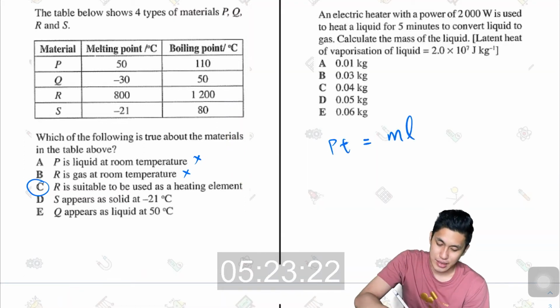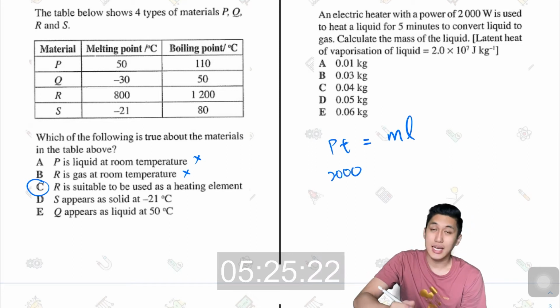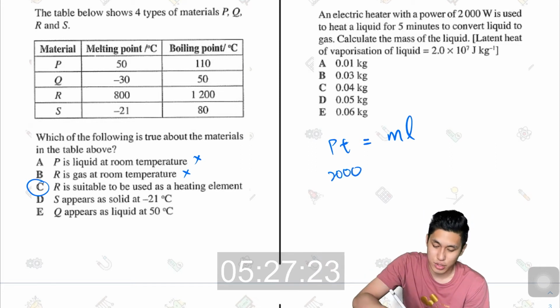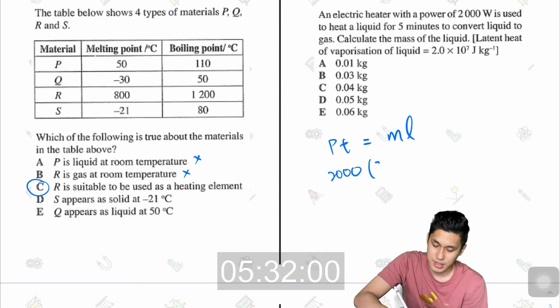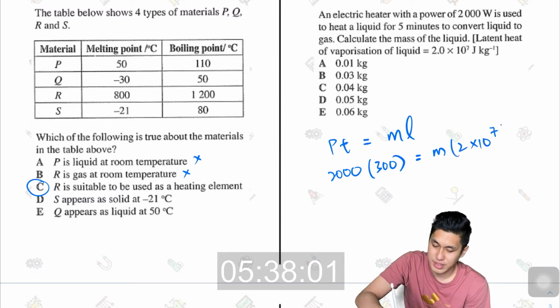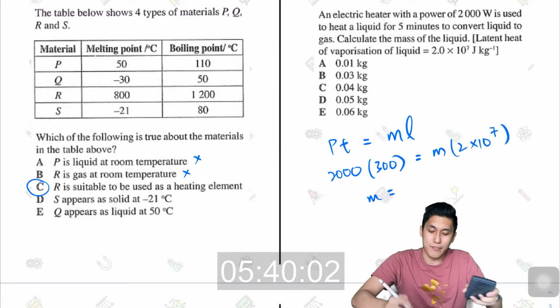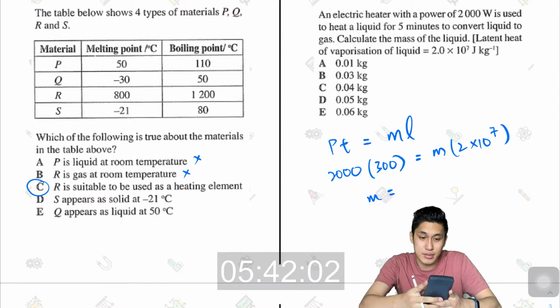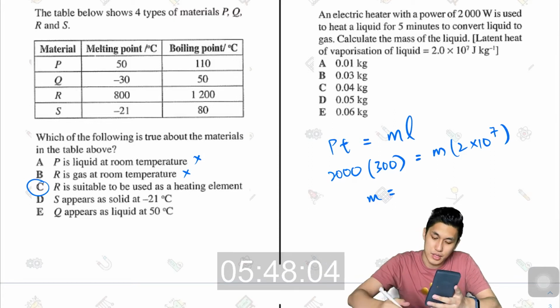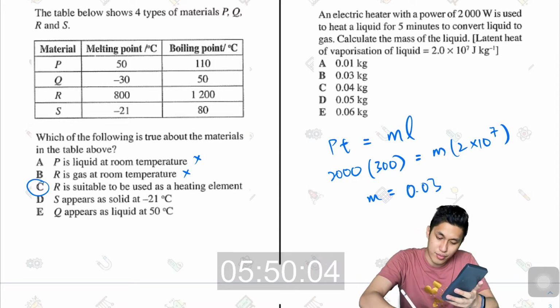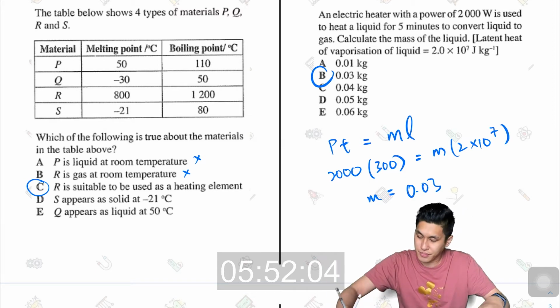So P is 2000. T, the time, has to be in seconds. So 5 minutes times 60 seconds, that's 300 seconds, is equal to m, that's what we're trying to find, and L is 2 times 10 to the power of 7. So m should be 2000 times 300 divided by 2 times 10 to the power of 7. So that's 0.03. The answer is B.